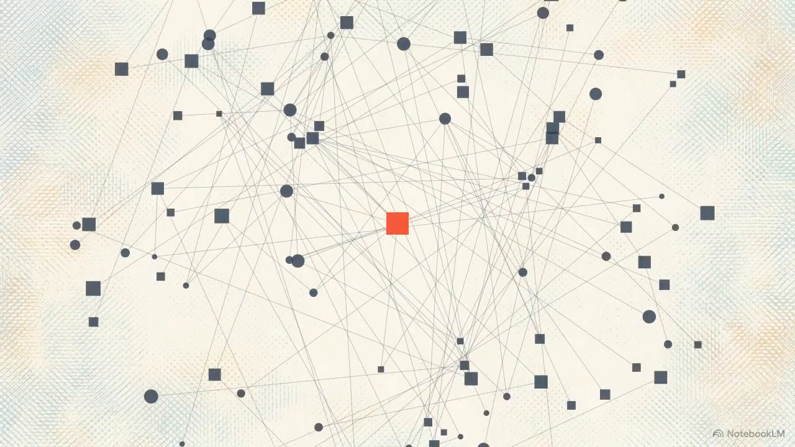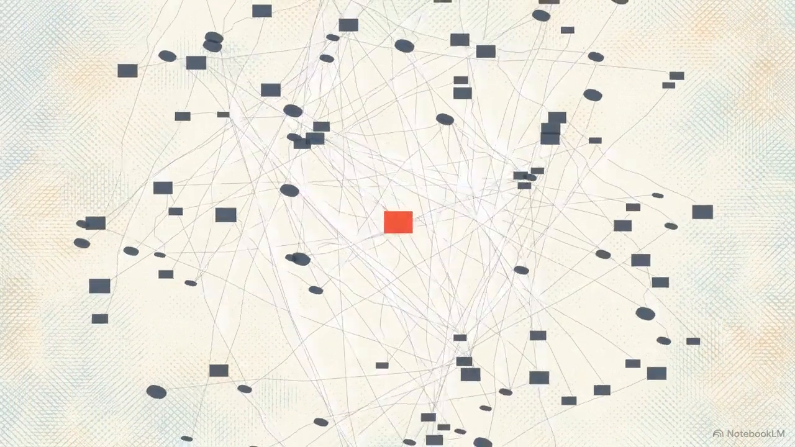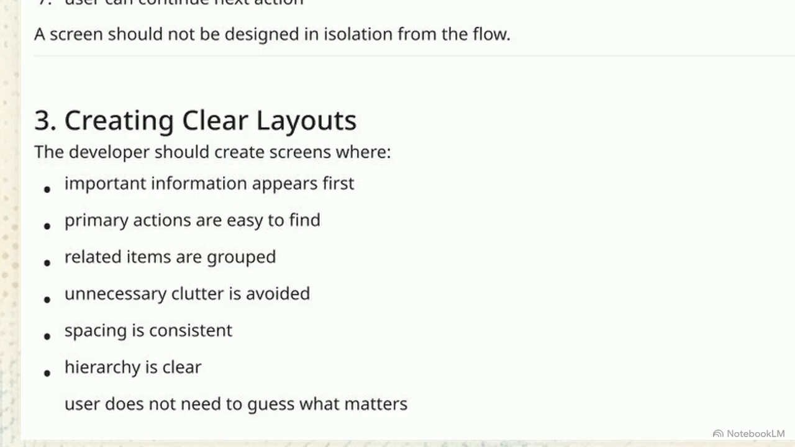Zooming out to the overall user flow, the person was paralyzed because every text block, input field, and link on the screen was treated with the exact same visual weight. This layout guide breaks down the solution. To prevent user paralysis, developers have to put important information first. Related items need to be grouped together. Primary actions must be instantly obvious, and unnecessary clutter has to be stripped away.